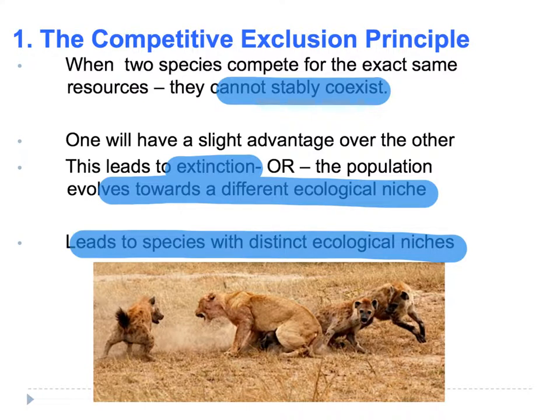A male lion will not hesitate to kill any hyena that it sees, that it is able to kill, and the same thing goes with hyenas and lions. If a group of hyenas run across a lion, they'll kill the lion. Neither one of these deaths or killings would result in any type of actual predation or food source for the other organism. It's just merely pure competition.